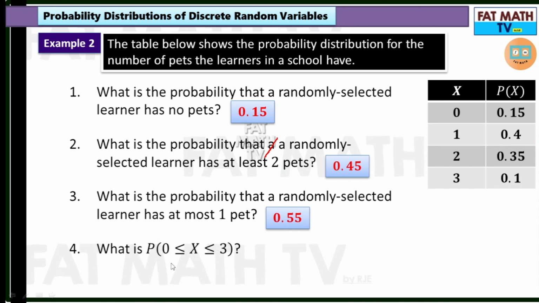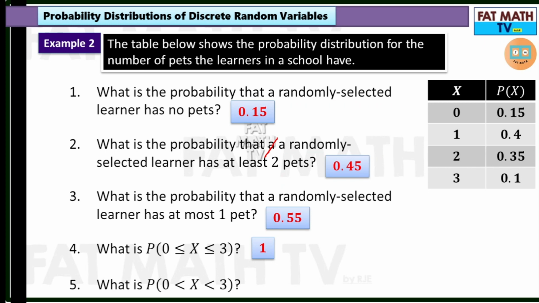What is the probability that x is greater than or equal to 0 but less than or equal to 3? So we have to add from 0 to 3. So we have to add all of these, so that is 0.15 plus 0.4 plus 0.35 plus 0.1, that is 1.0 or simply 1.